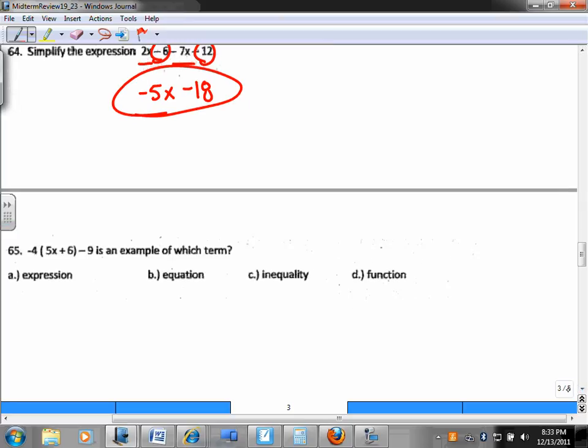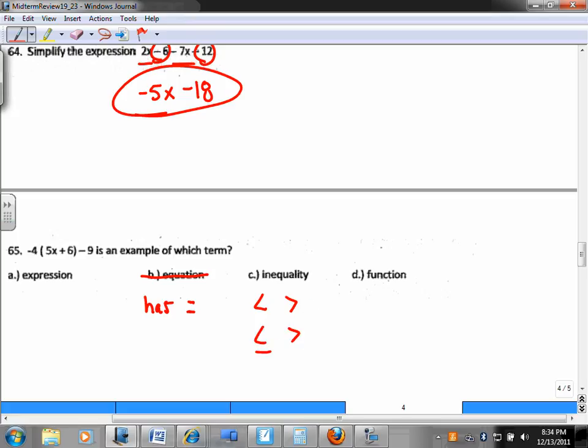Problem 65. Negative 4 times the quantity 5x plus 6, close quantity, minus 9, is an example of which term? Is it an expression, an equation, an inequality, or a function? Well, an equation has an equal sign. We know that. It does not have an equal sign, so it's not an equation. An inequality has an inequality symbol, or it could have this or this. It doesn't have any of those. So it's not an inequality.